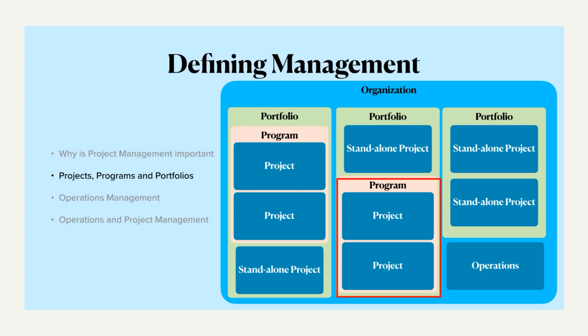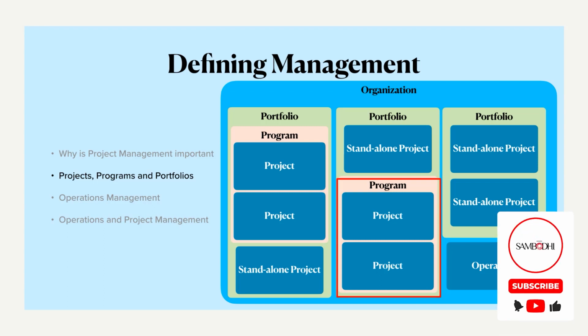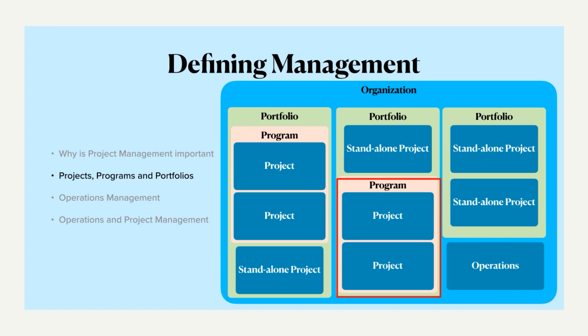So in this case, what project needs to be given importance? Will it be project A or project B? It will be decided by the program manager. There will be 2 project managers who will be reporting to a program manager who decides which resources are to be used in which project and at what time. So that is why program management is very important.